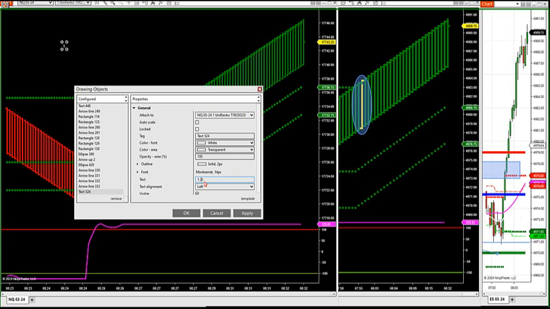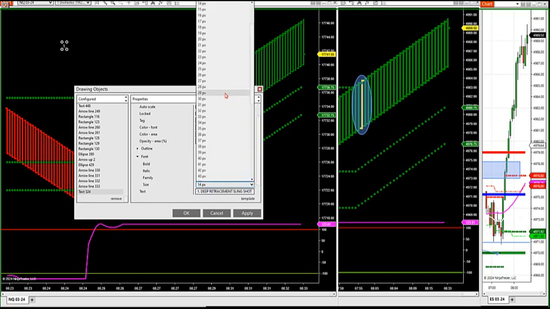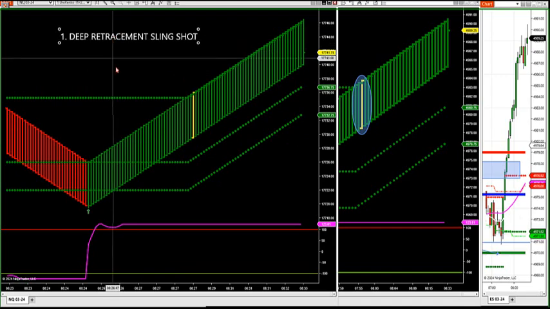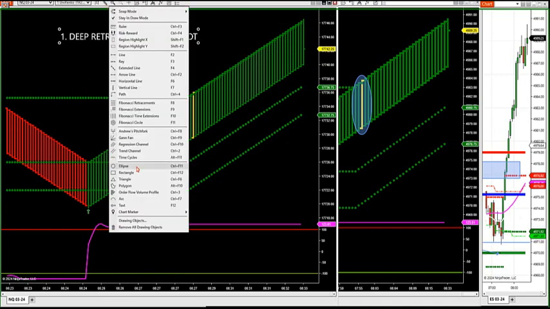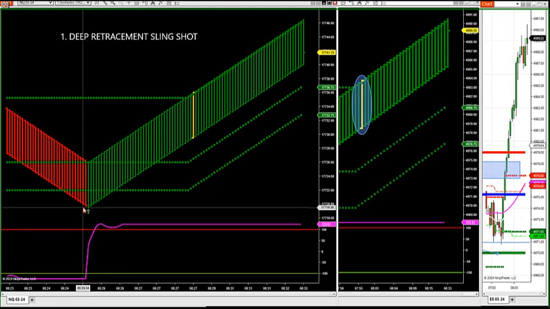The first type of setup you're going to look for is a deep retracement. This is called a deep retracement slingshot. That's when you get to the outer zone, which I'll show you what an outer zone is. That's this setup right here. You commented earlier at 5 o'clock this morning, what are these arrows? Entries only at qualified levels.